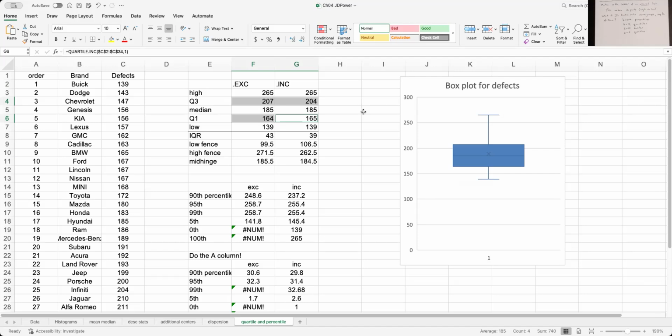So when we go to give it the quartile command, which is up there, quartile.inc or exc, you can tell it which one you want. Q1 is quartile comma 1. You tell it where the data is, and then you put a comma. Quartile 3 is number 3, but the max is quartile 4. The median is quartile 2. So you use the same command for all of these if you want.